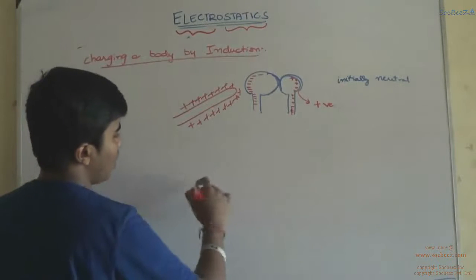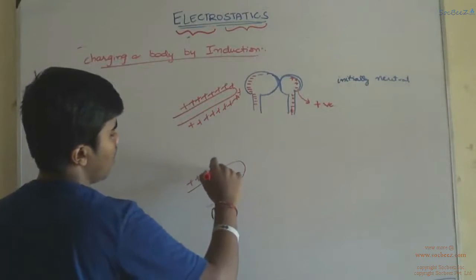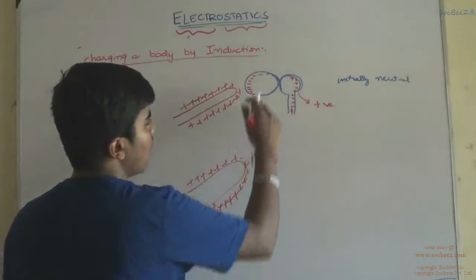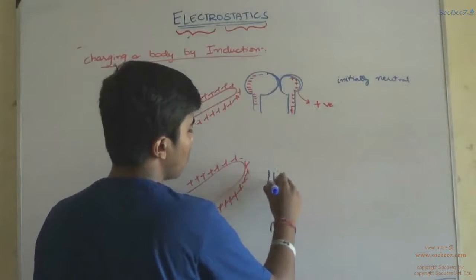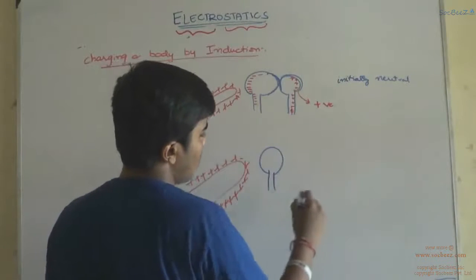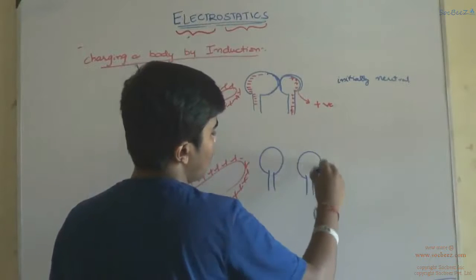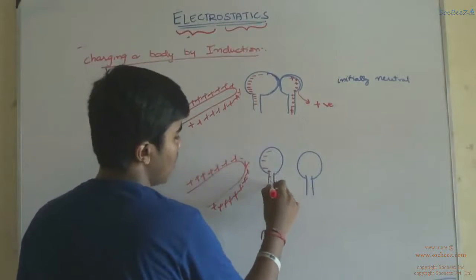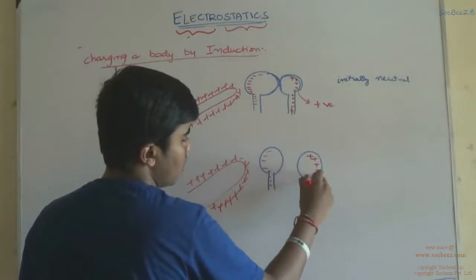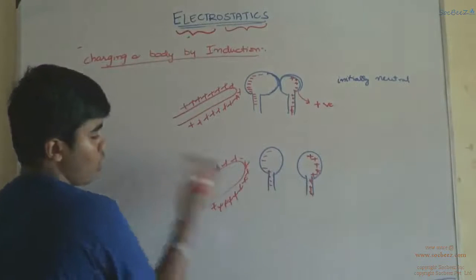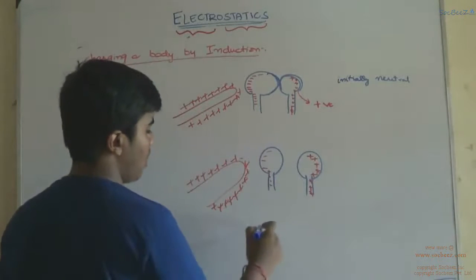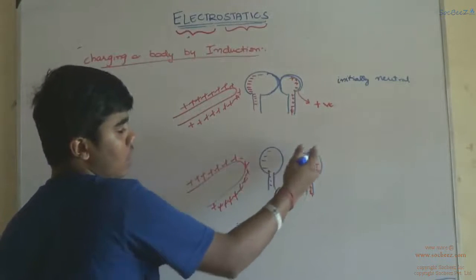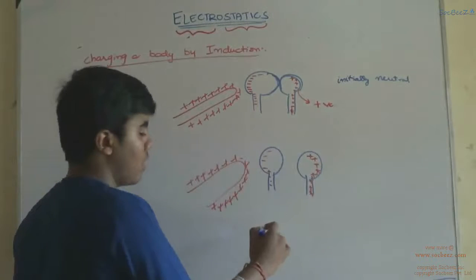Now, having the rod in the same way near to this, I separate the rods. So this would still have those negative charges here, and this will have the positive charge. And now you remove the rod away from the scene, and since they are not in contact, it is still having an excess of negative charge, and it is having excess of positive charge, and they will retain the same.